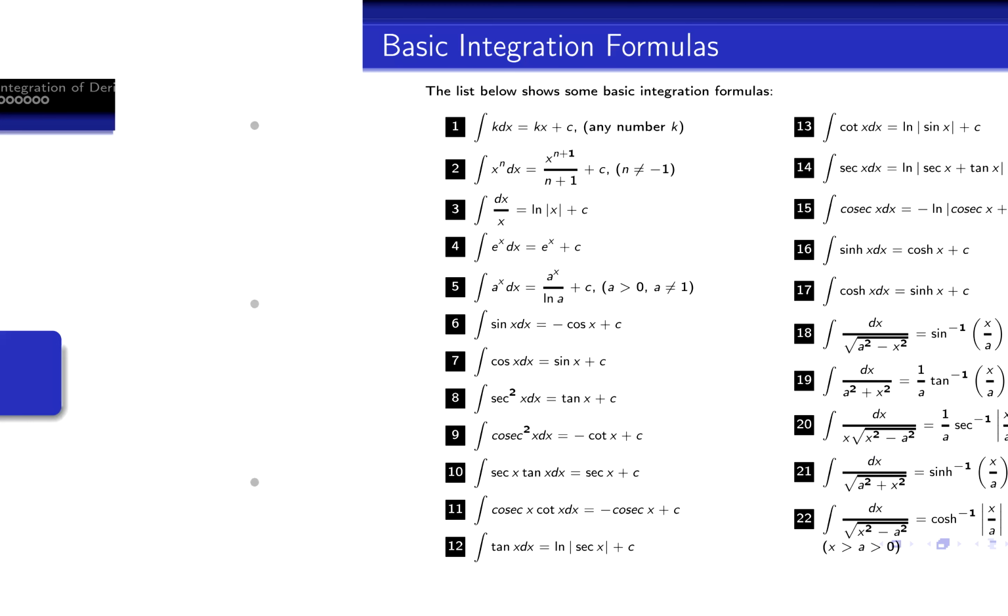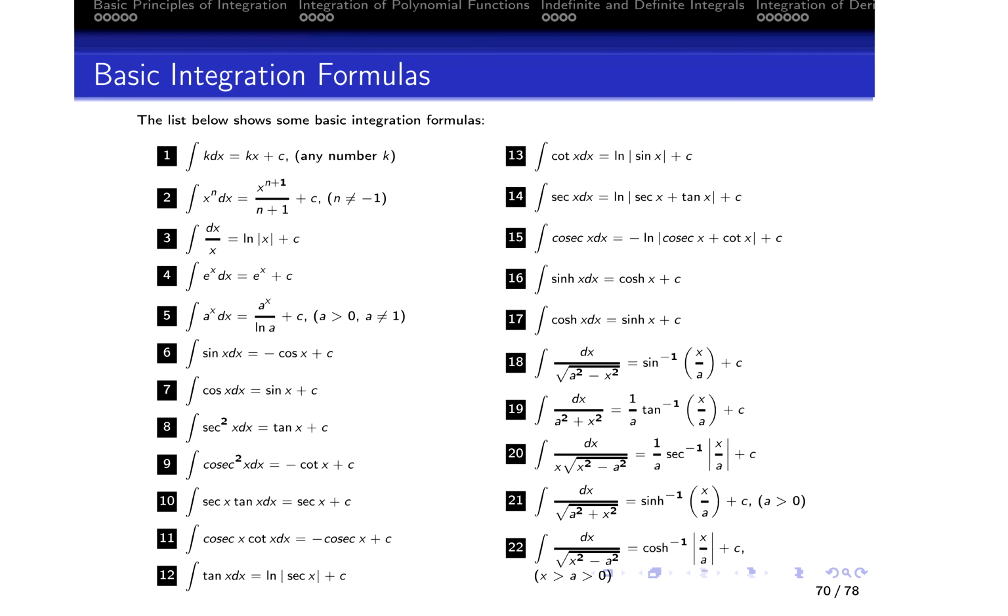The list below shows some basic integration formulas. The first one: if you integrate a constant with respect to x, it just gives kx, and you add the arbitrary constant, and that k is any number, right? Then if you have x raised to the power n dx, that's the polynomial integration I talked about. So you have x raised to the power n plus 1 over n plus 1, plus the arbitrary constant c.